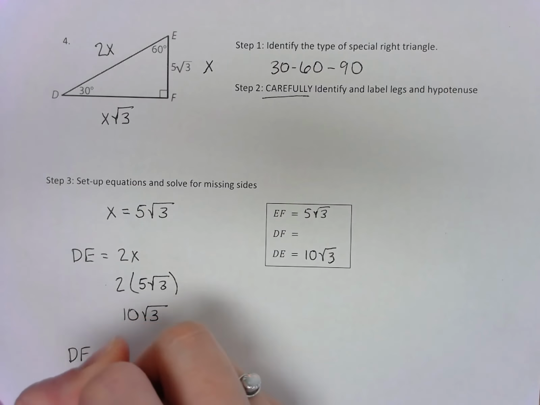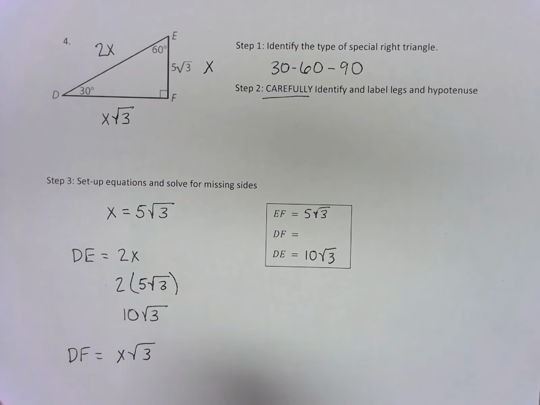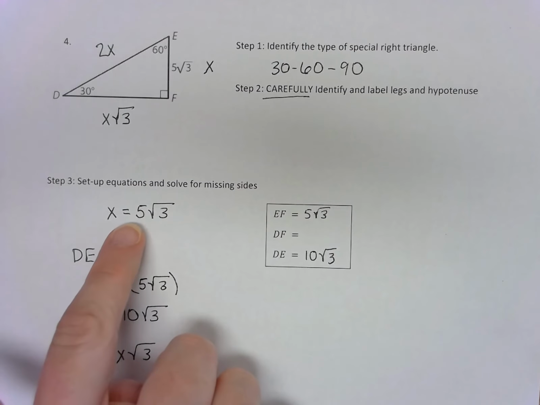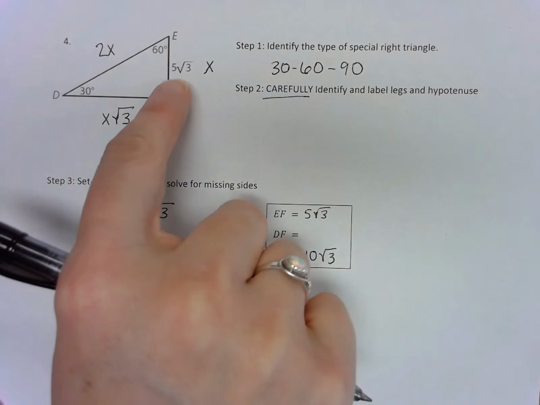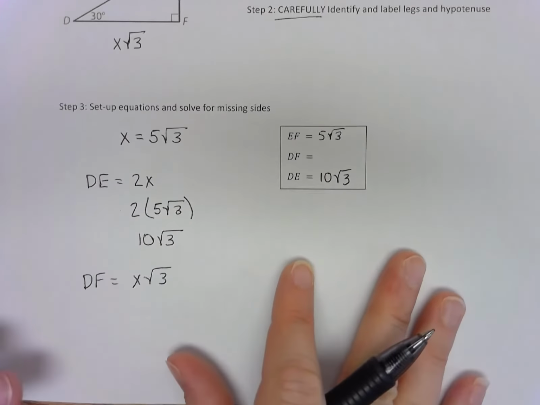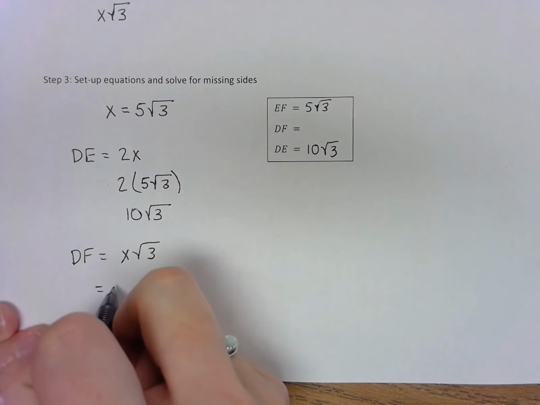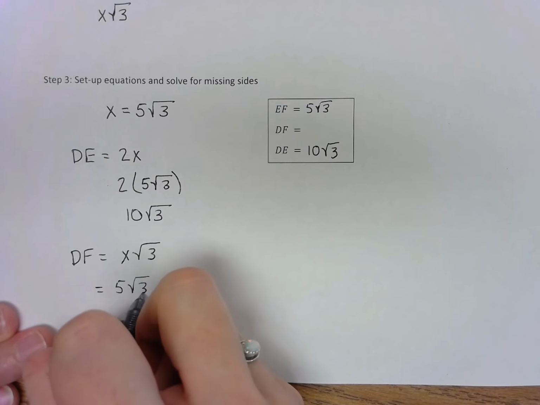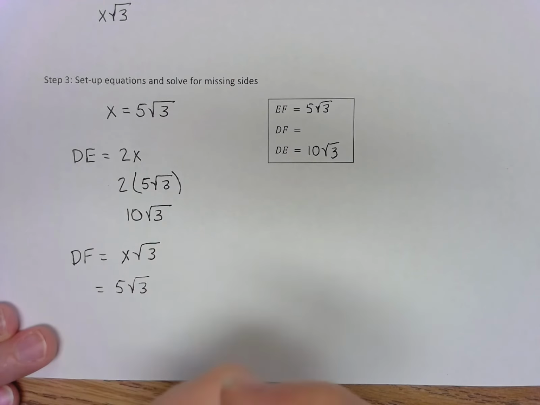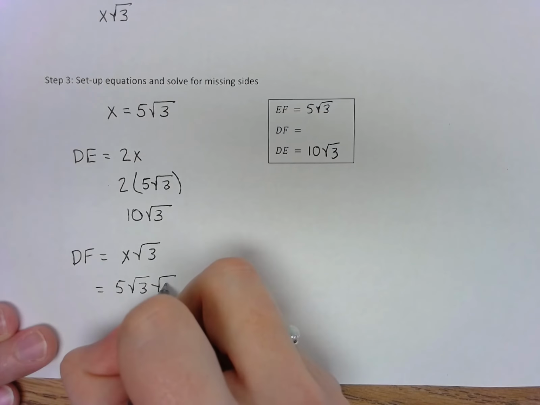DF is represented by x the square root of 3. We were given x from the beginning. That's the length of the shortest side. So let's plug that in. So 5 the square root of 3 was our x. Then we have square root of 3 as part of our side of our triangle.